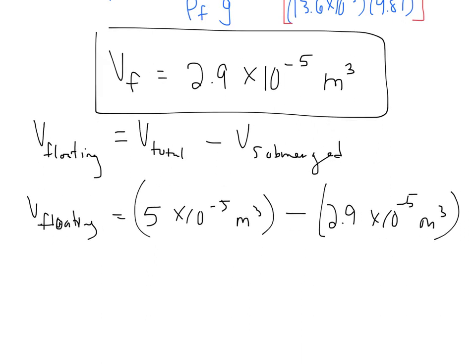Forget the exponents, just subtract the numbers in your head. 5 minus 2.9 is 2.1. Carry over the exponent.